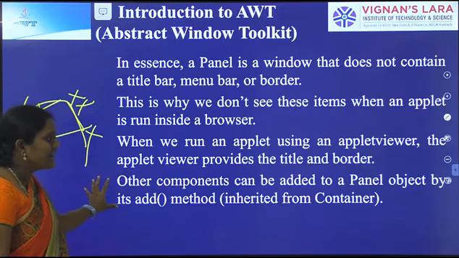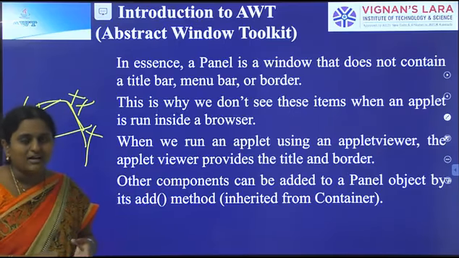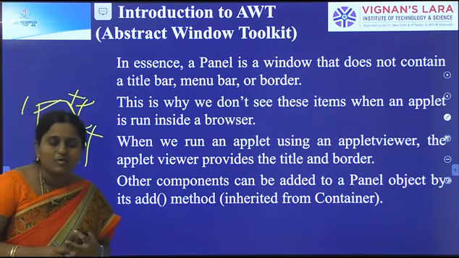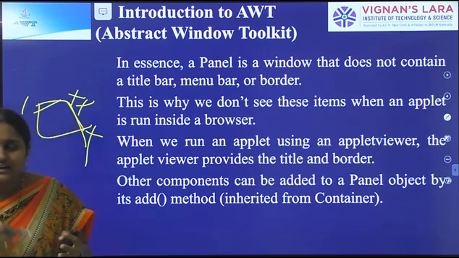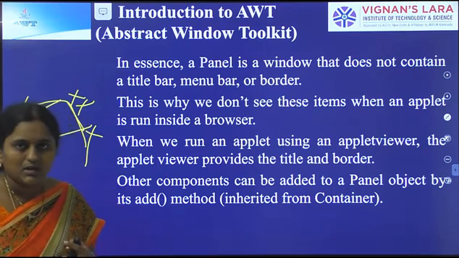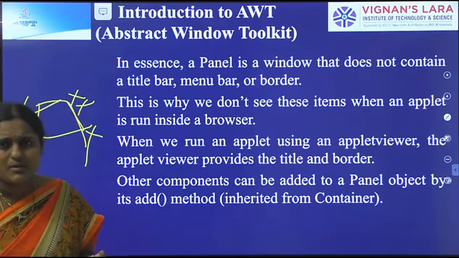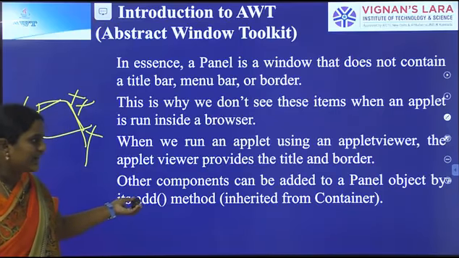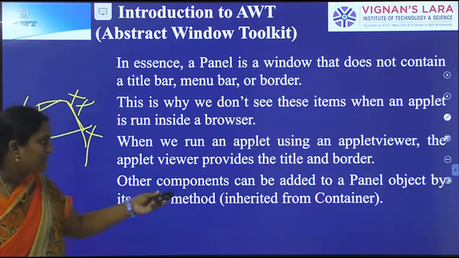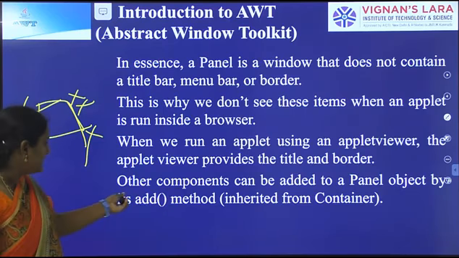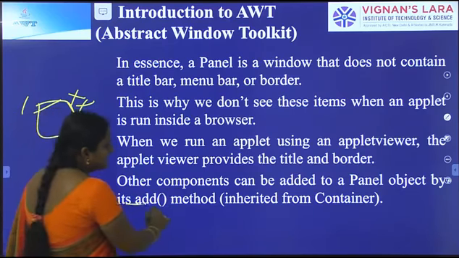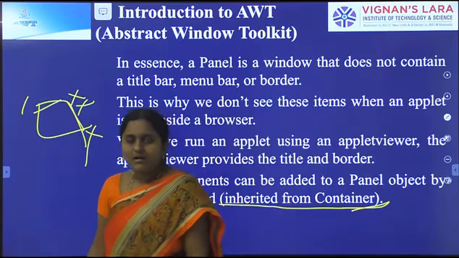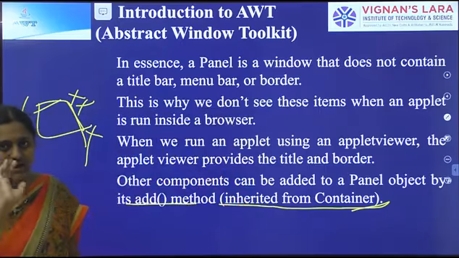Other components can be added to a panel object, like labels and checkboxes. Those components are also added to the panel. Here we can use the add method. Other components can be added to a panel object by its add method, which is inherited from Container, because Panel is a subclass of Container.